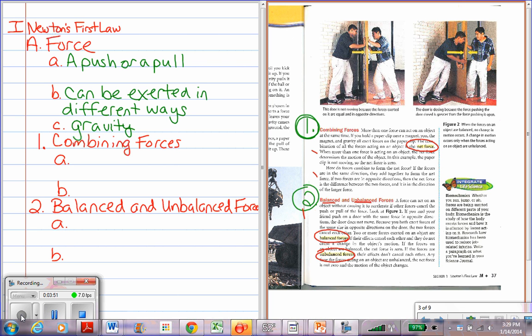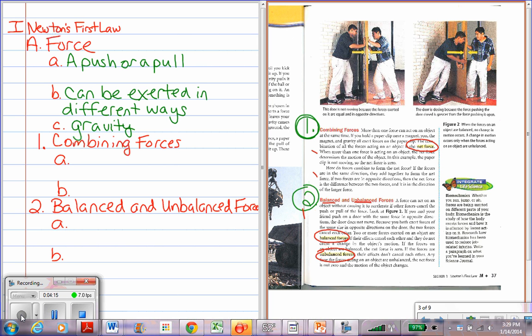Boom! Oh, goodness. Okay, so how do forces combine to form the net force? If the forces are in the same direction, they add together to form the net force. If two forces are in opposite directions, then the net force is the difference between the two forces, and it's in the direction of the larger force. Okay, this is what we were doing when we had the arrows.